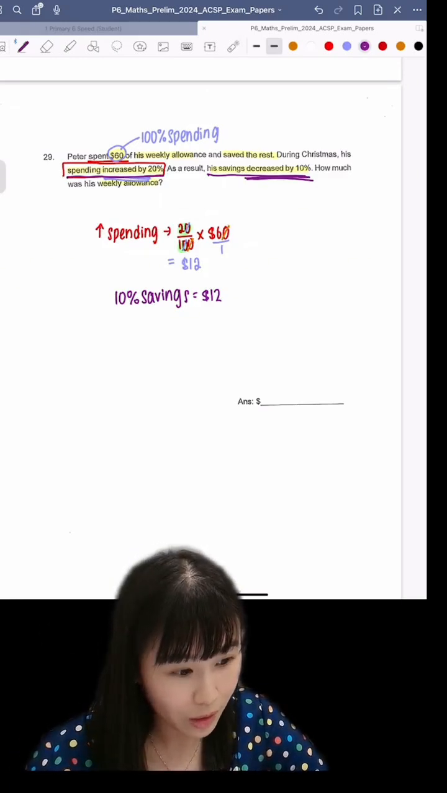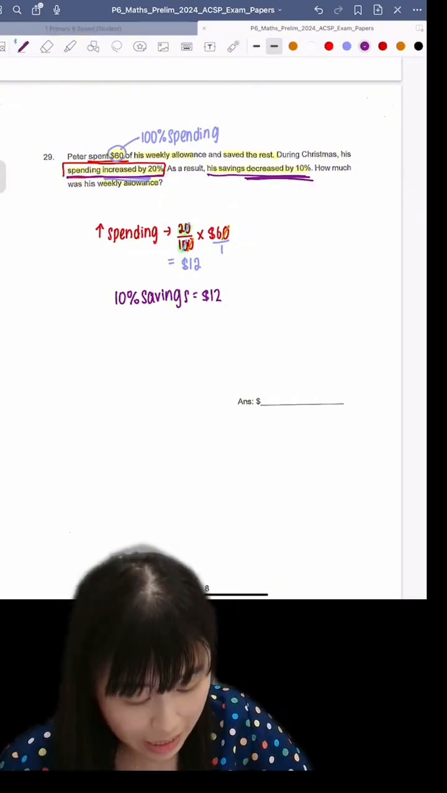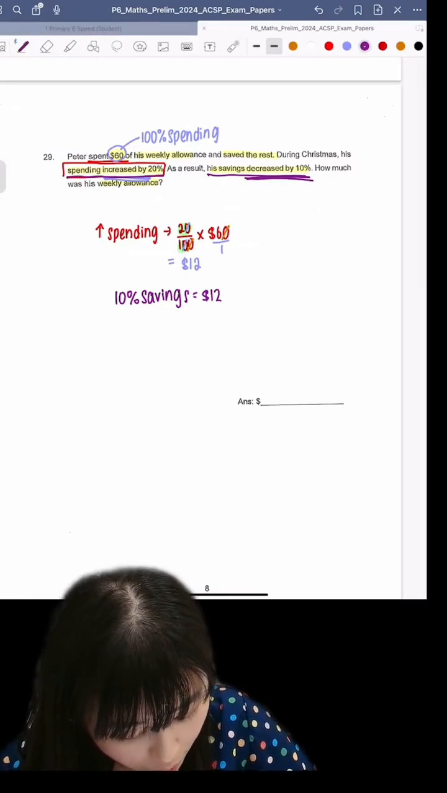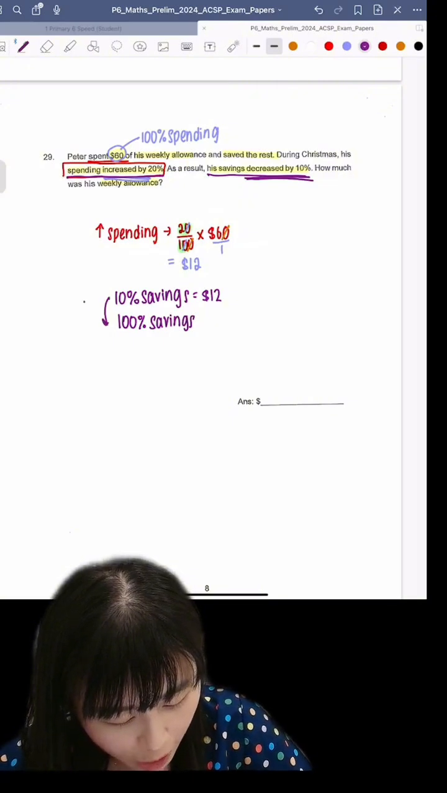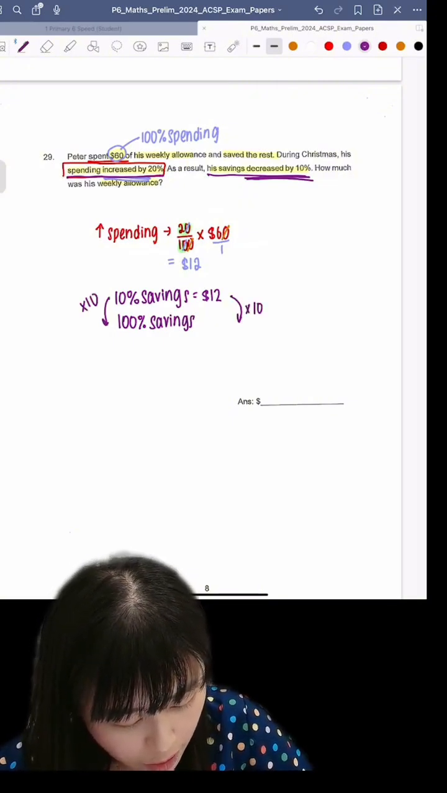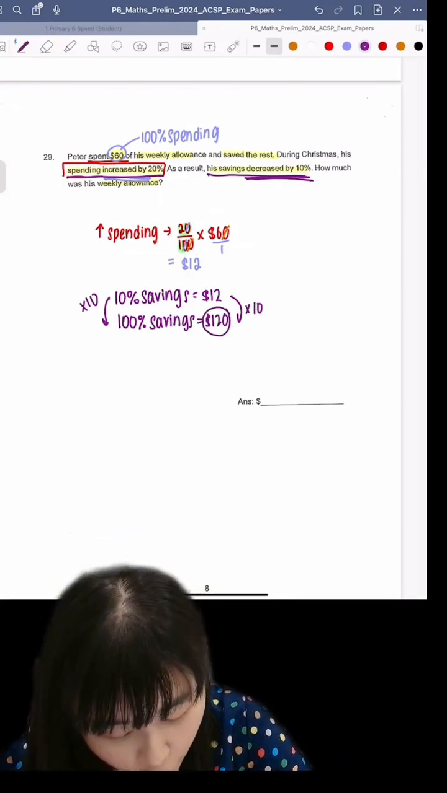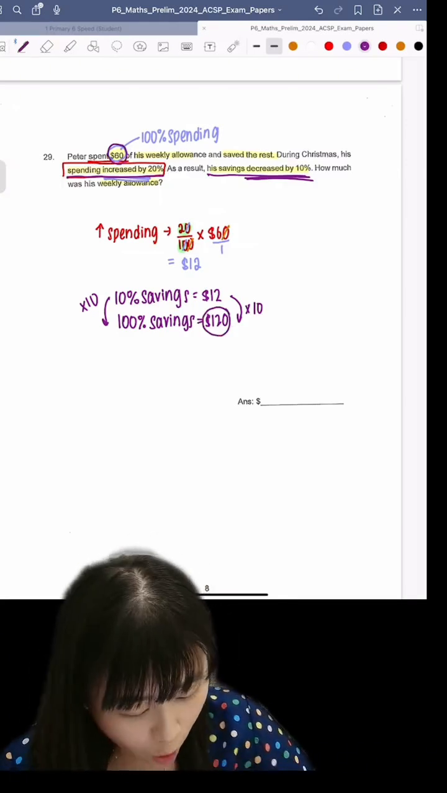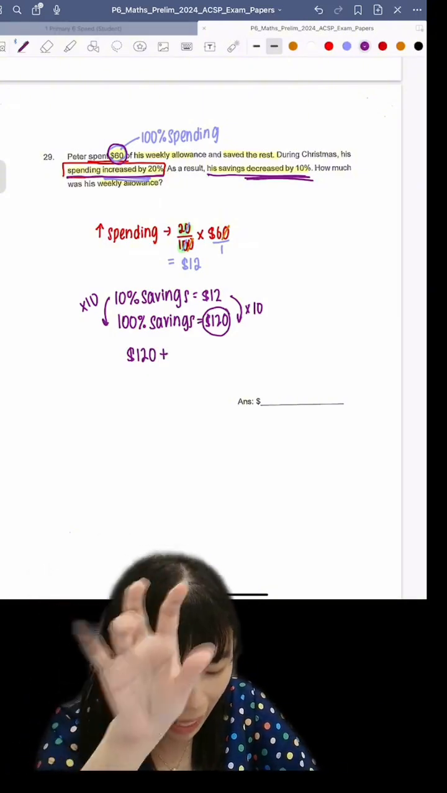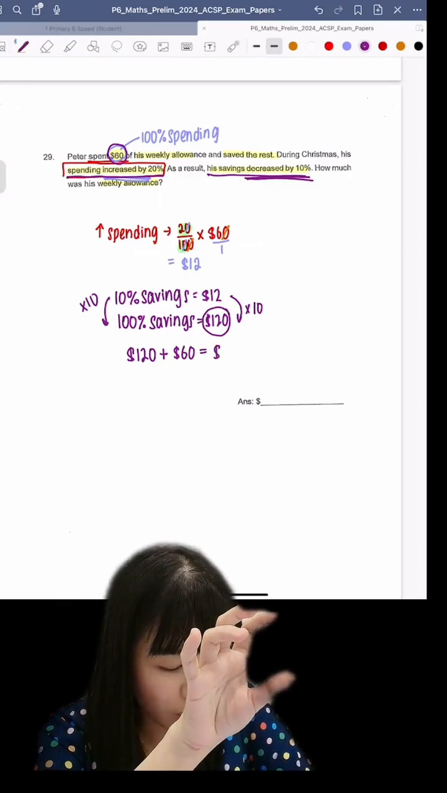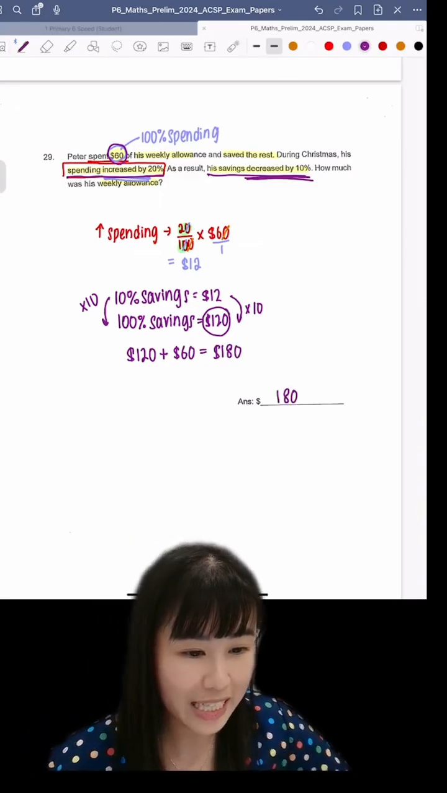Correct or not? Is the answer 180? Yes. So if 10% is the saving, I want to find 100% of his savings, which is his original savings. From 10 to 100, I just need to times 10. So it's $120. So originally he saved $120. Originally he spent $60. So his weekly allowance is his savings of $120 plus his spending of $60. $180 is your weekly allowance. Yes, 180 is the answer.